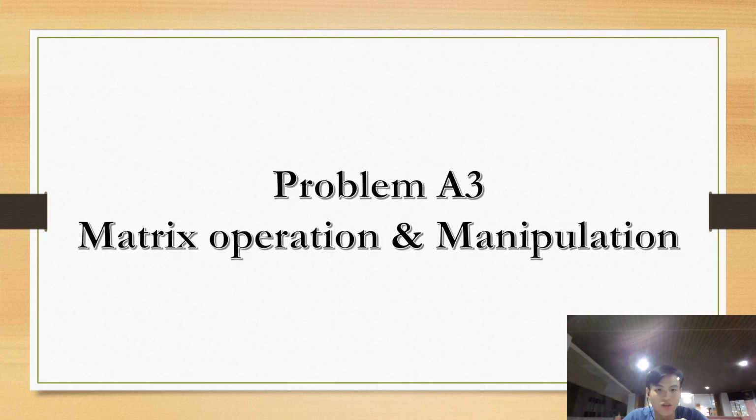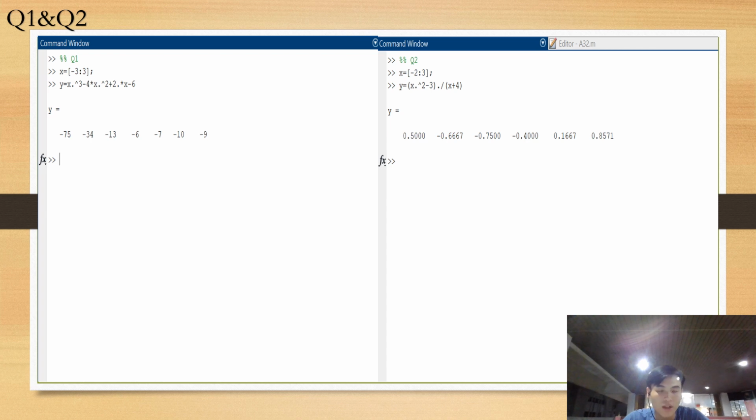Next is the problem A3, matrix operation and manipulation. For question 1, we have been asked to find the value of y by using element by element operation. So the first step is we define our x values, which are from -3 to +3. Then we write down our y function, and then we will get the values of y. Same method is used for question 2. First, define the x values and then type the y function. At the end, we will get the values of y.